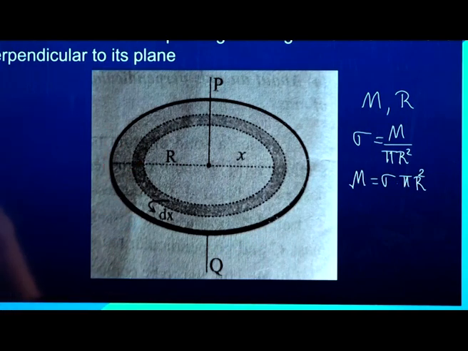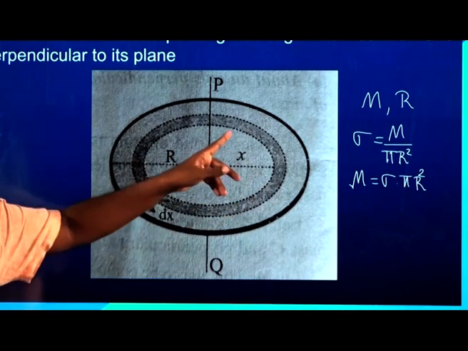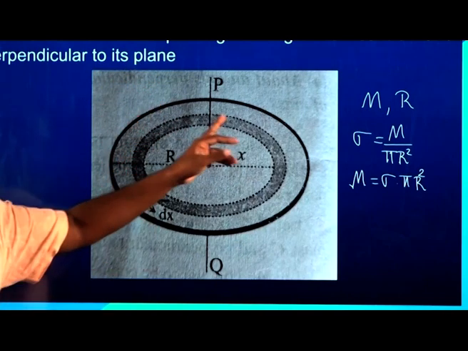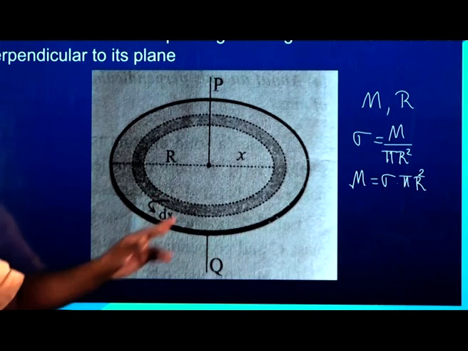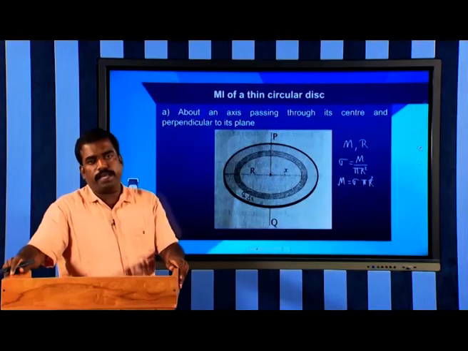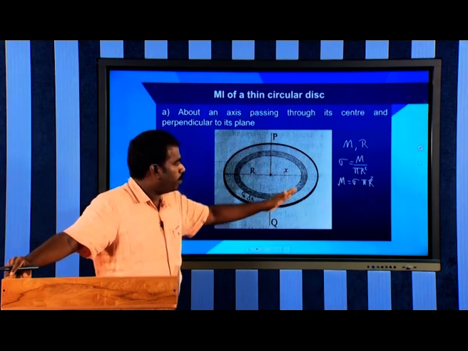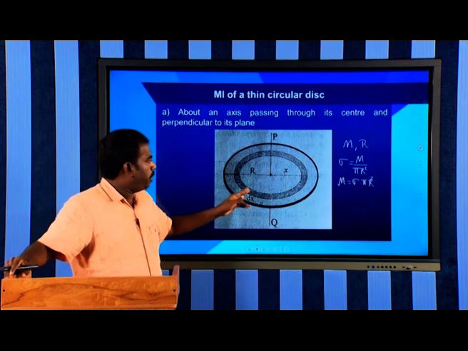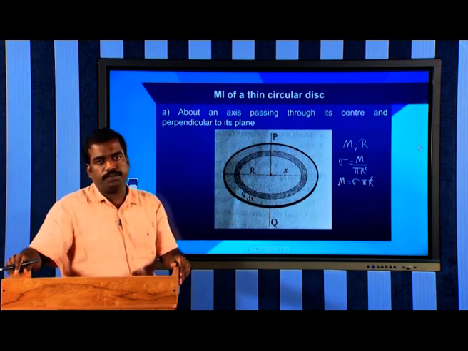To find the moment of inertia of this circular disc about PQ, we imagine that the disc is made up of a large number of concentric rings. Consider one such ring of thickness dx, which is at a distance of x from the axis. So, imagine the disc is made up of a large number of concentric rings. Consider one such ring of thickness dx at distance x.